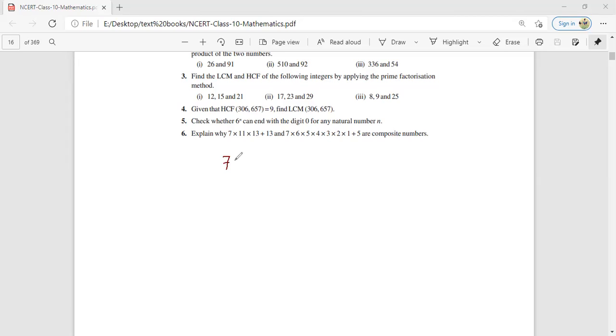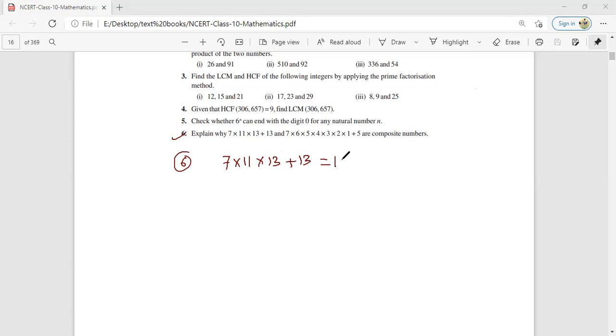We will write first. We have given 7 into 11 into 13 plus 13. This is question number 6. So how will we show it is a composite number? Any composite number has two or more factors. If it is divisible by two or more numbers, then it is a composite number. So if we are able to write this number in terms of the product of two numbers, then it is a composite number.